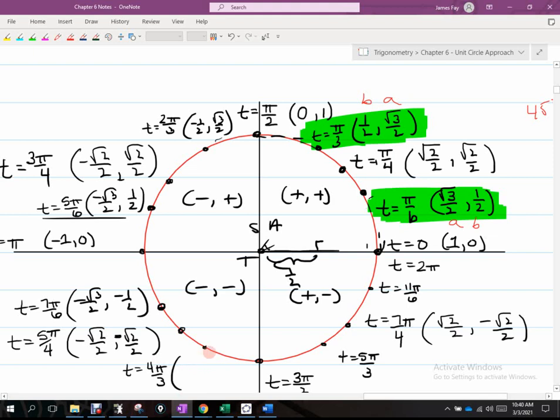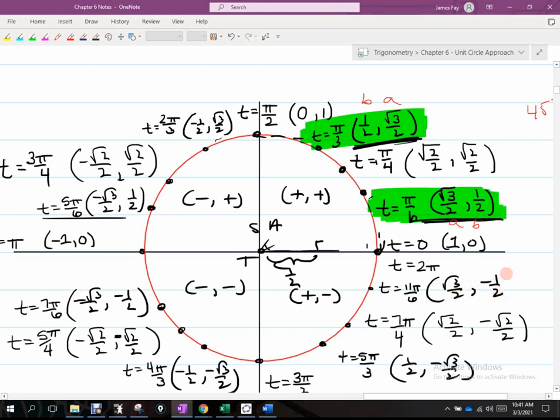This one here, negative 1/2, negative radical 3 over 2, with a t-value of 4 pi over 3. T-value of 5 pi over 3, that's symmetric to this one here. So 1/2, negative root 3 over 2. And the 11 pi over 6 is symmetric to that one. So radical 3 over 2, comma, negative 1/2. And that is our unit circle.